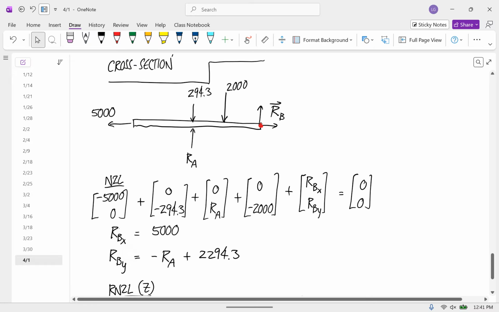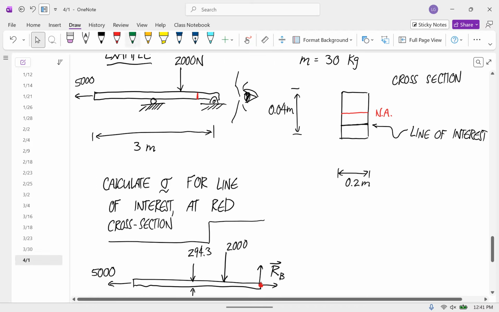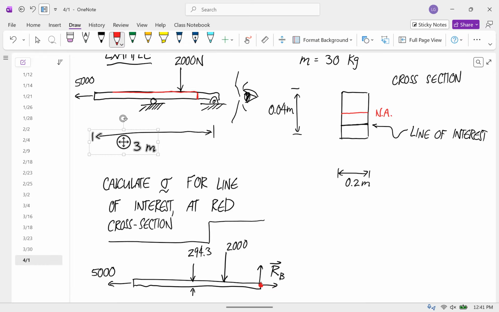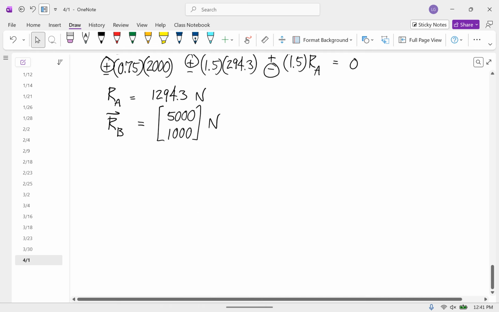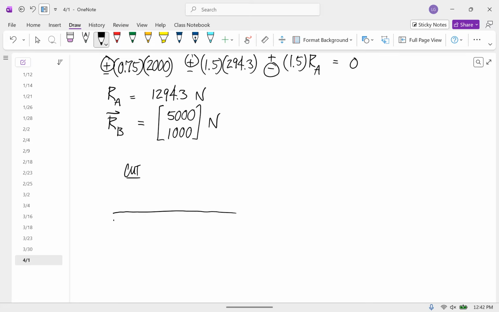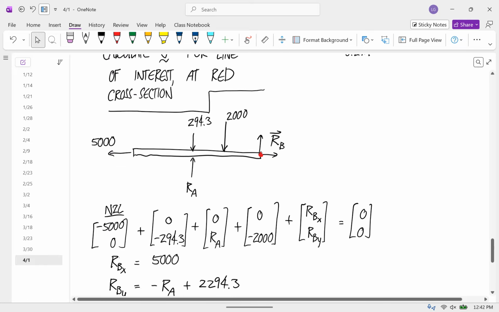Okay, so now we have to make our cut. Since we're trying to do this just at a specific point, I'm just going to make this cut right from the start. There's no reason to calculate everything in terms of X. So for my cut, we have a beam like this.